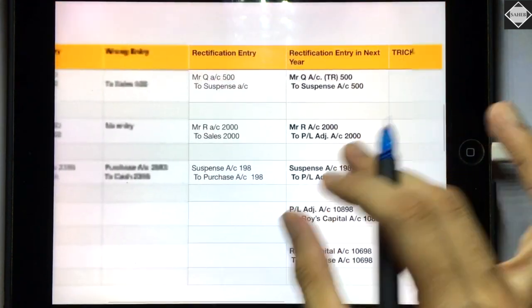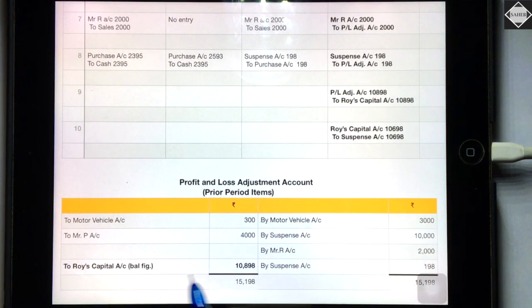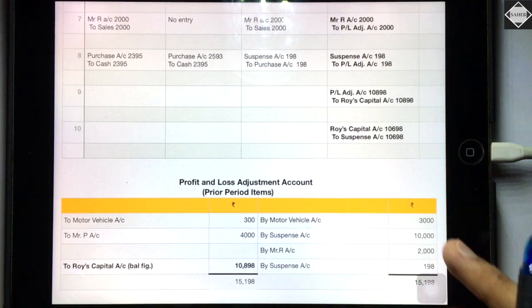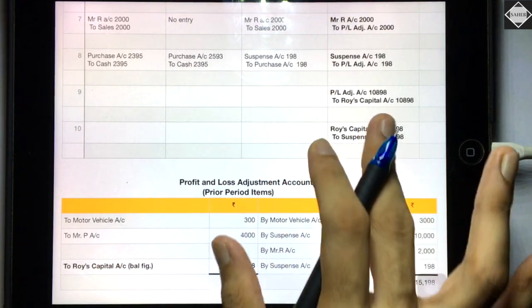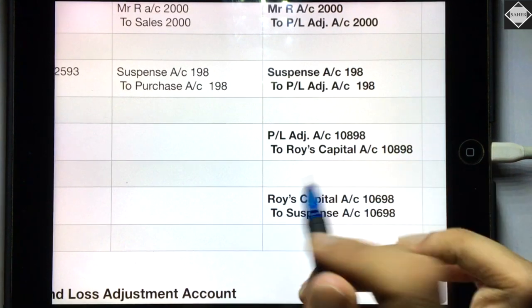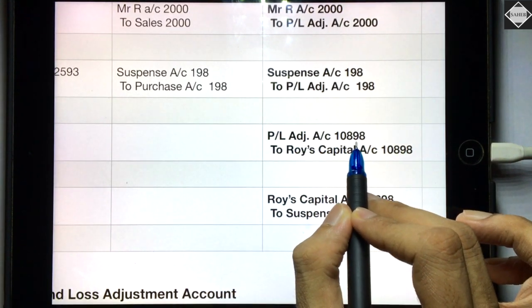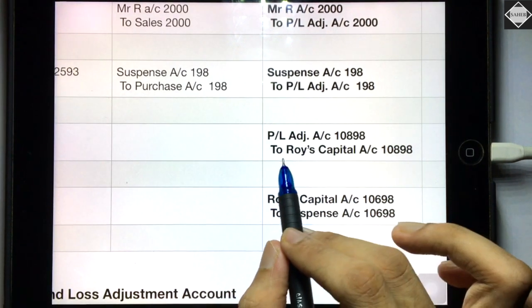Now here what happened? See here, P&L adjustment had which balance over here? Here it has credit balance because credit is more. So P&L adjustment account got debited over here, as you can see. P&L adjustment account debited over here 10,898. So you have to just do it in the calculator also, and you can see that. And then you will credit the Roy's capital.